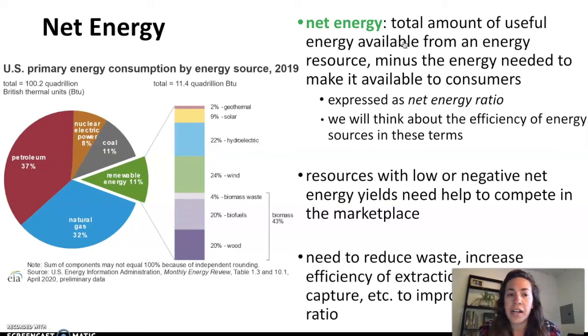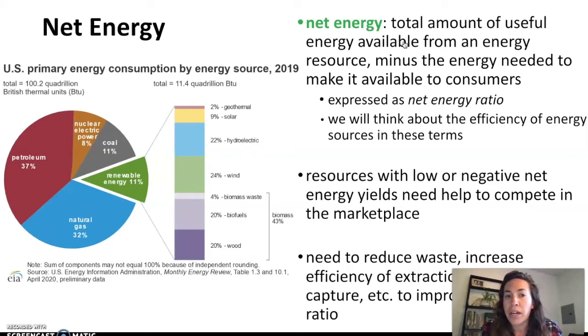We have to understand the concept of net energy in order to understand the efficiency and the ease with which we can use all of these energy resources. Net energy refers to the total amount of useful energy available from a particular resource, minus the energy needed to make it available to consumers, and that can include the mining of it, the extraction of it, the refining of it, the transportation of it, etc., in order to get that energy to consumers.